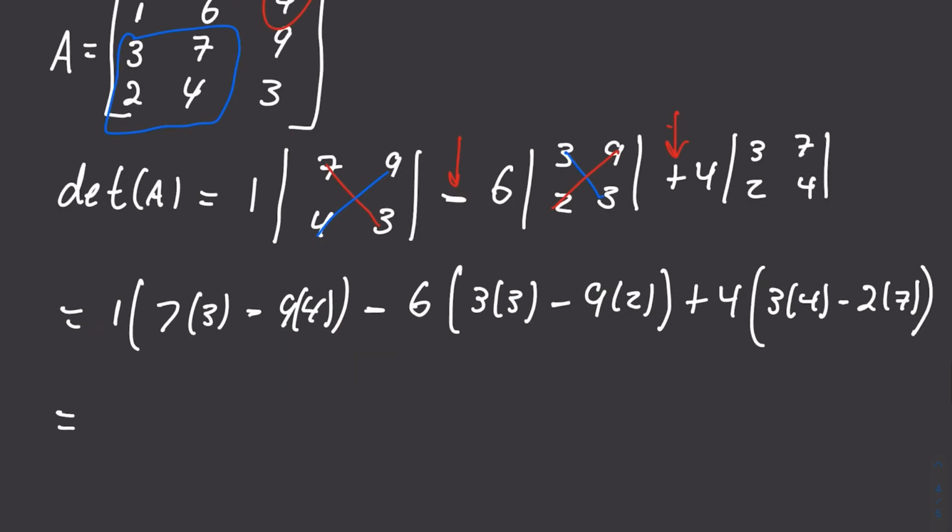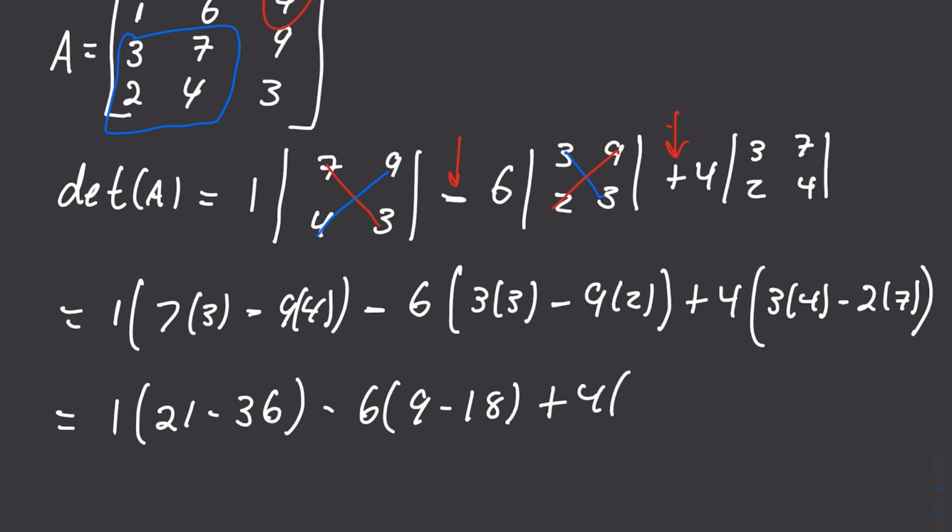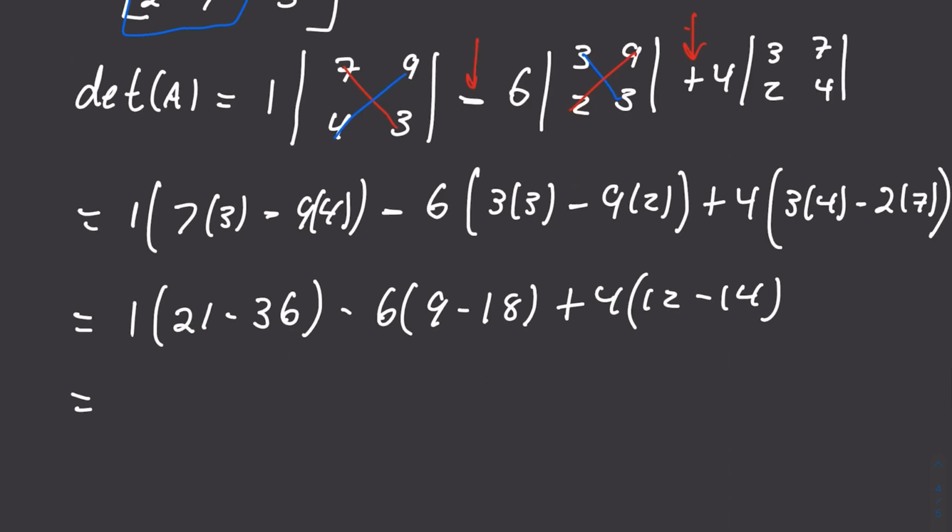So when we go ahead and solve this, we get 1 times 21 minus 36 minus 6 times 9 minus 18 plus 4 times 12 minus 14. And after collecting a few terms, this is going to leave us with a final result of 31.